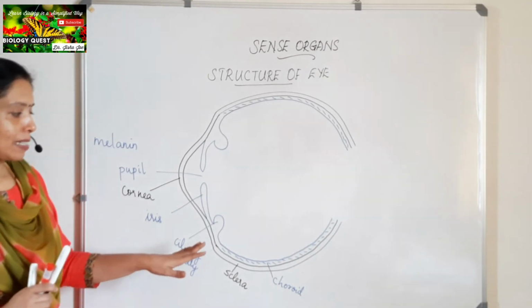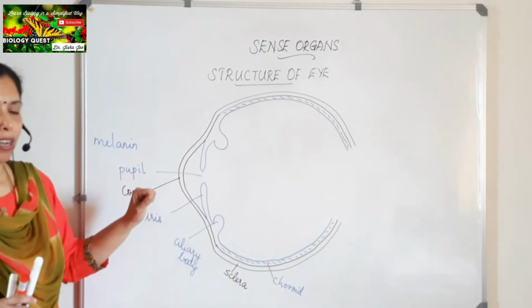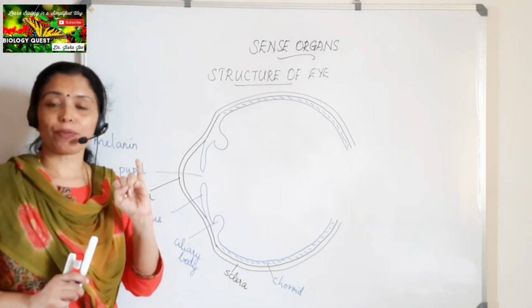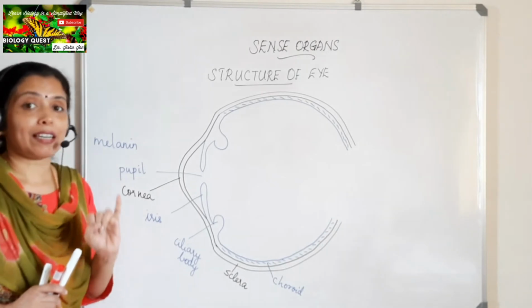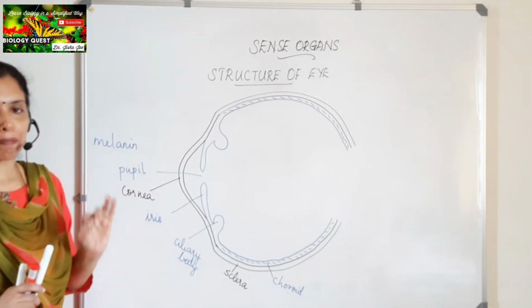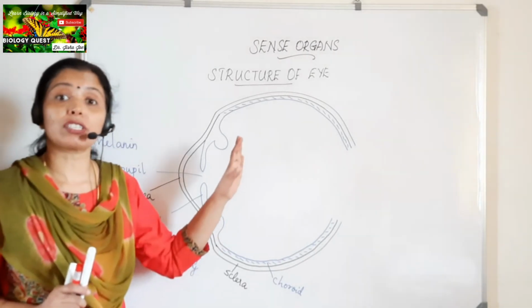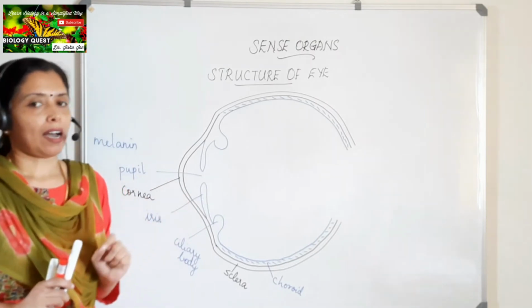So I hope that is clear. The choroid is the middle layer of the wall of the eyeball. The choroid is richly supplied with blood vessels. It provides the nourishment for the eye, and it contains the dark pigment called melanin, which prevents the reflection and scattering of light rays within the eye.